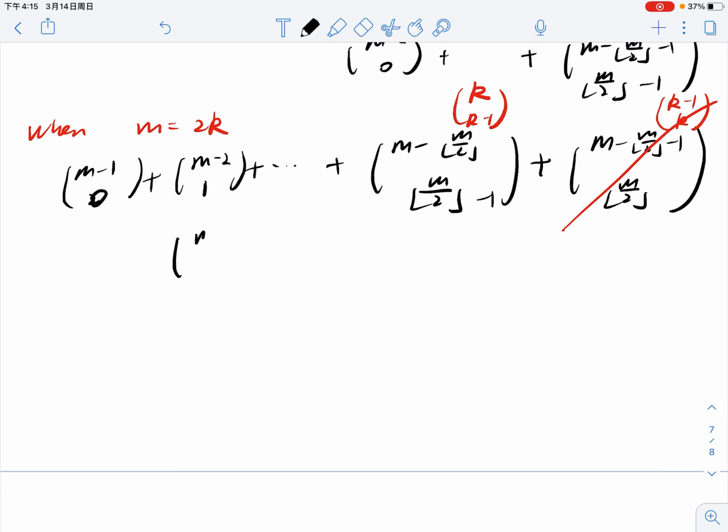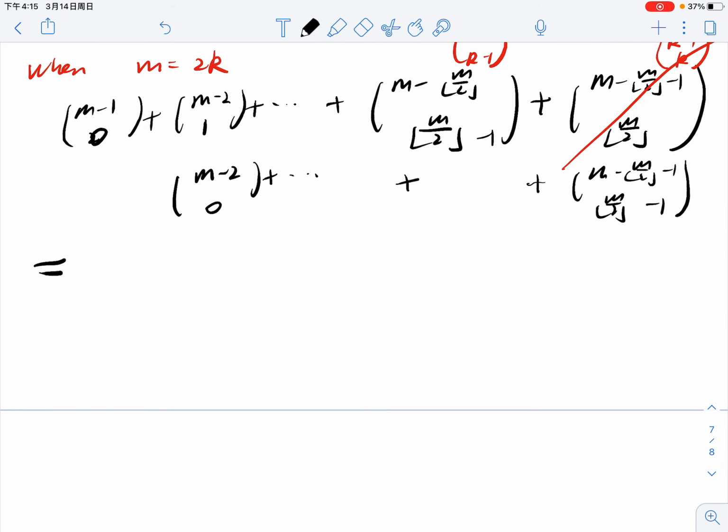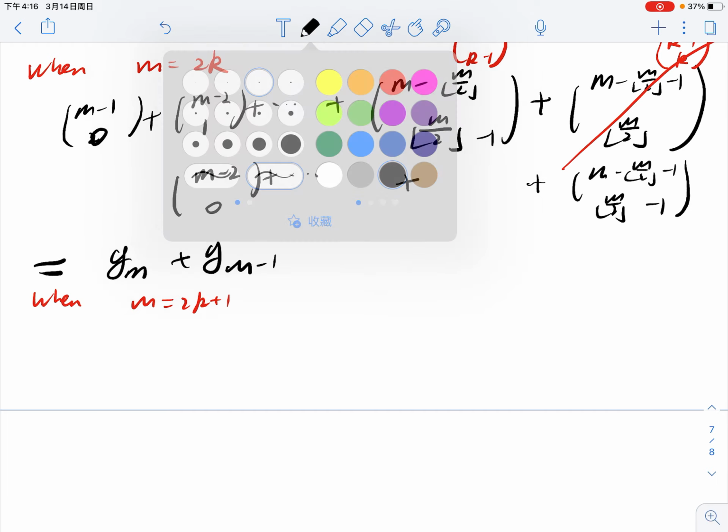And the below one is easier, all the way to m minus m over 2 minus 1 choose m over 2 minus 1. And then it's easy to see the first line actually is Gm. The second line is Gm minus 1. This is a more subtle case. When m is odd, everything makes sense.